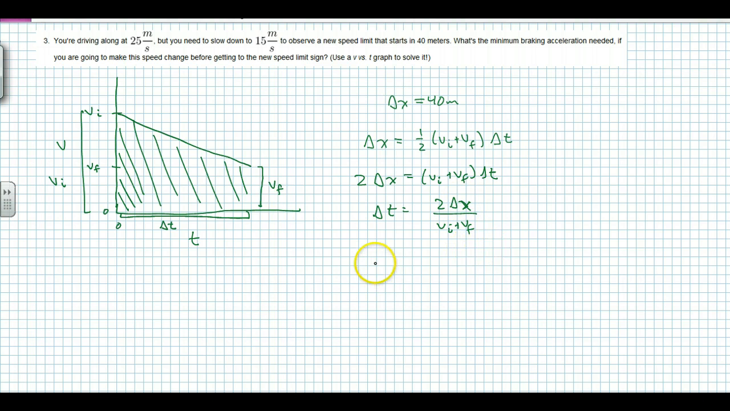And we know that acceleration is delta v over delta t. That's just the definition. So delta v is VF minus VI over this last expression that we got, so 2 delta x over VI plus VF. And we simplify this compound fraction by moving this up to the numerator. You never want to leave a compound fraction like that. It's very difficult to read.